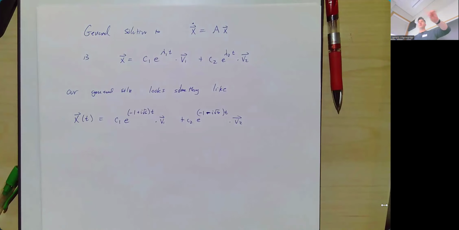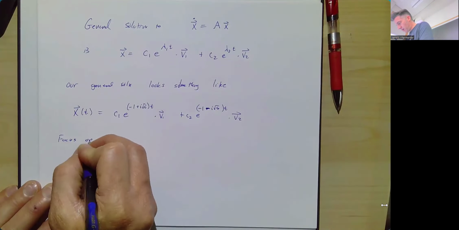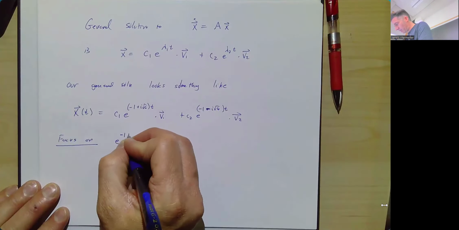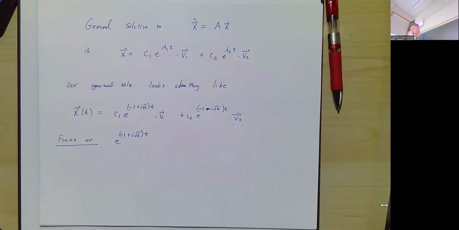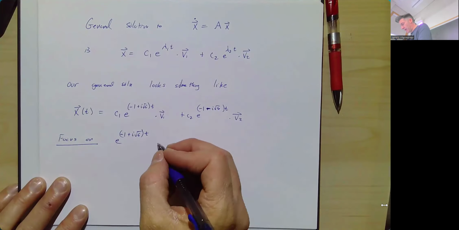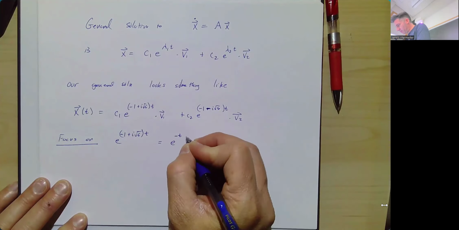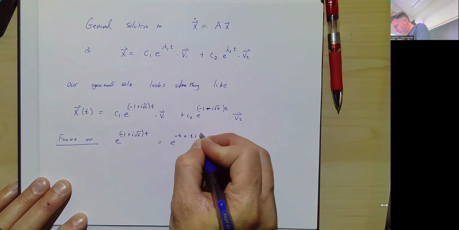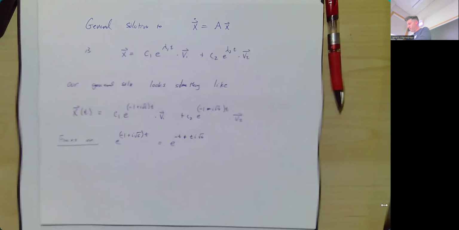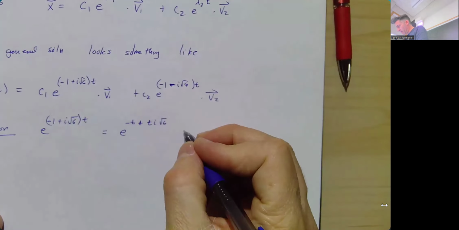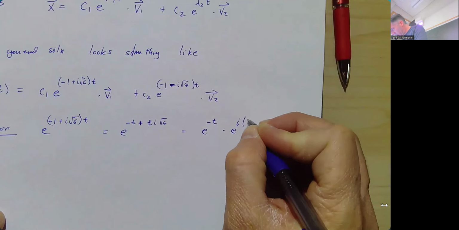Okay, here's what I want you to focus in on for a second. So we're going to focus in on the e to the -1 plus i root 6 times t. So check this out. I'm going to write this as e to the -t plus t times i times root 6. Sorry, my t's look like plus signs. Trying to make that look different. And then we're going to break this up as e to the -t times e to the i times t root 6.